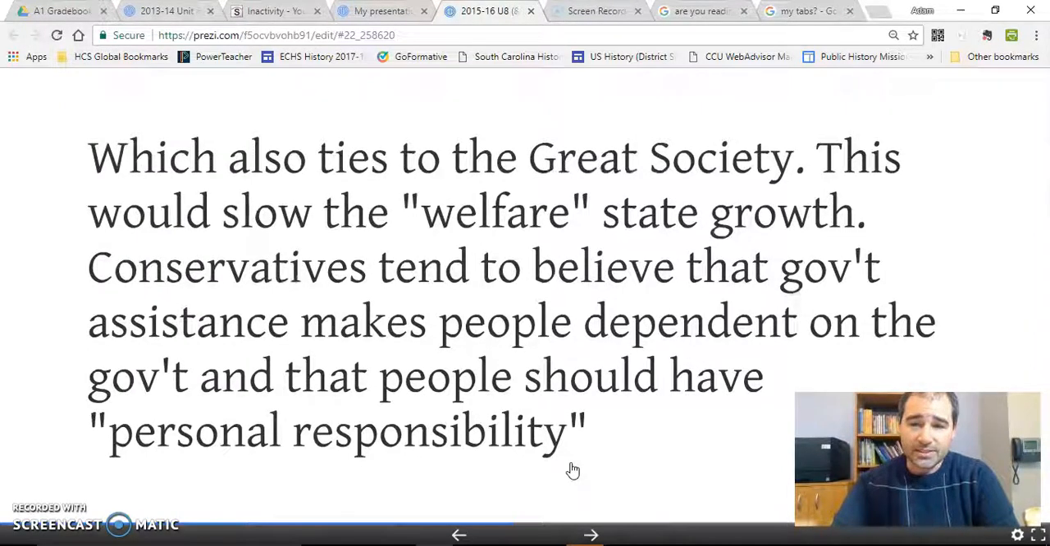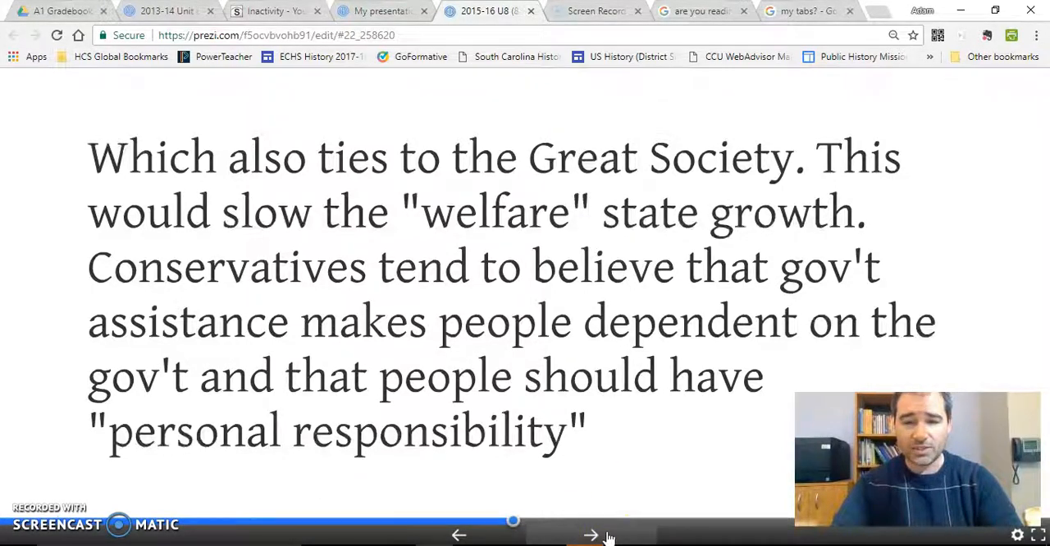This also ties into the Great Society, right? That anti-poverty program, which was based on welfare spending. Again, welfare doesn't mean direct spending. It could be things like Medicare, Medicaid. It could be direct payments, but it's also food stamps and such. Conservatives tend to believe that these government programs make people dependent on the government, and I guess the word would be lazy, so they're not going to go out and look for their own job. And conservatives tend to believe that people should have personal responsibility, go get a job, go support your own family, and don't rely on the government.